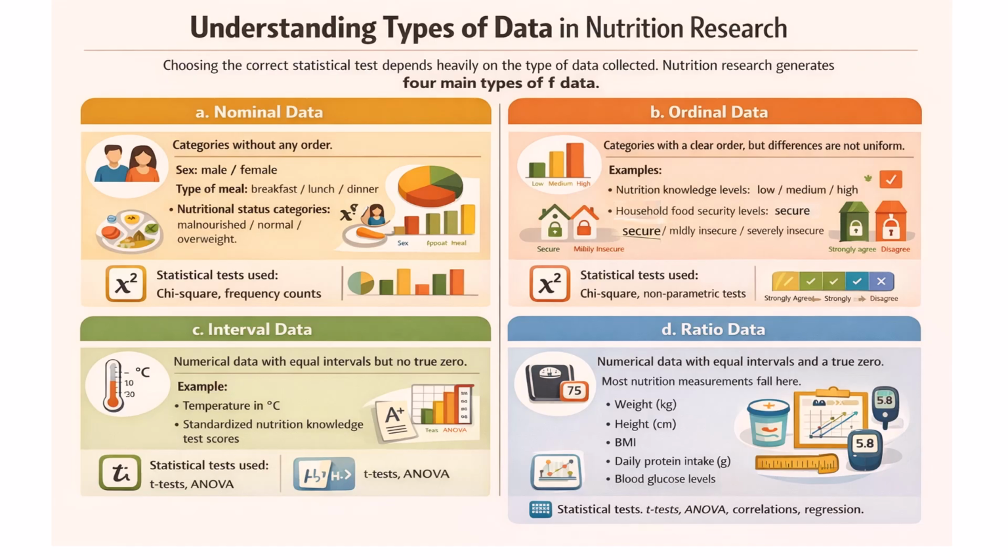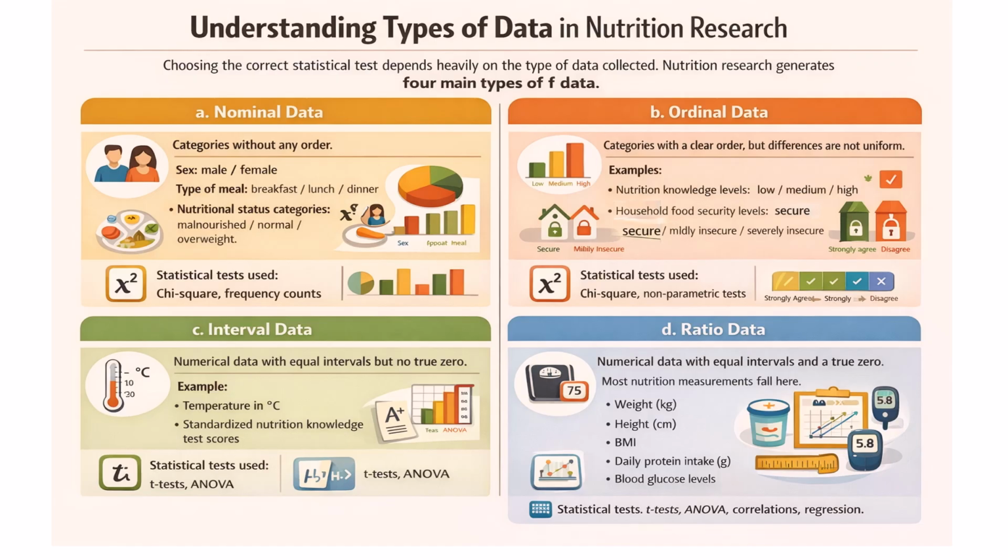We are looking at a nutrition knowledge level question of 30 points. 0 to 10 could be low, 11 to 20 could be medium, while 21 to 30 could be high. And for the same nutritional knowledge level, you could have a 15-point question where 0 to 5 is low, 6 to 10 is medium, and 11 to 15 is high. So it is categorical, having a clear order, but the differences are not uniform.